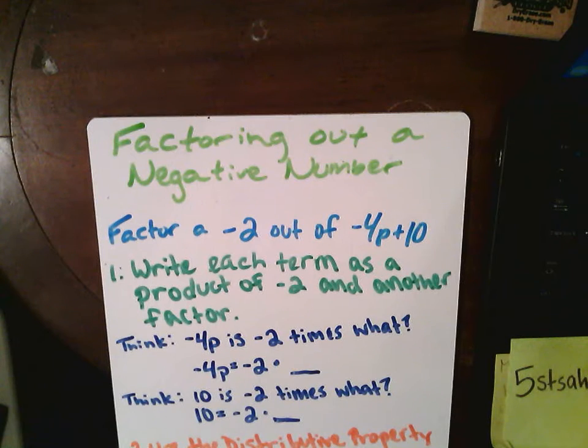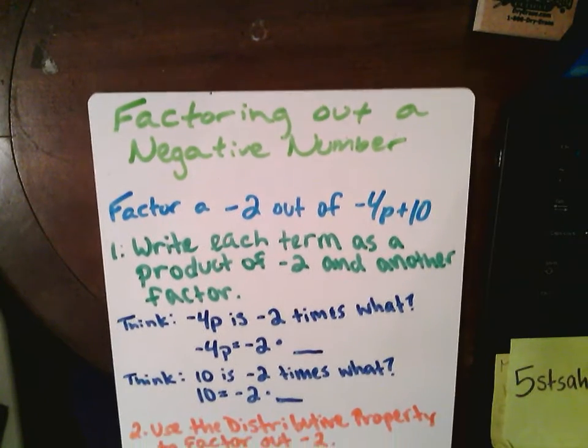So I'm going to talk you through my thought process here, and this is how I solve every problem. This is what I say to myself in my head every time I come across one of these problems. So for this one, we're going to factor a -2 out of -4p plus 10. So first, I think we're going to write each term as a product of -2 and another factor, because you need two things to multiply together to get our number. So I'm going to think, -4p is -2 times what?